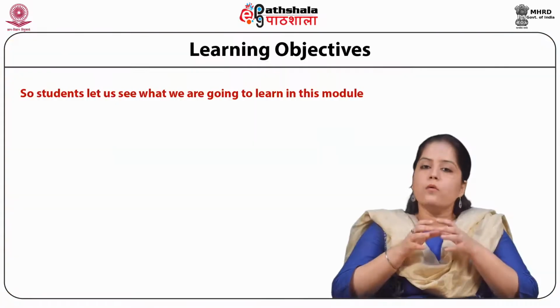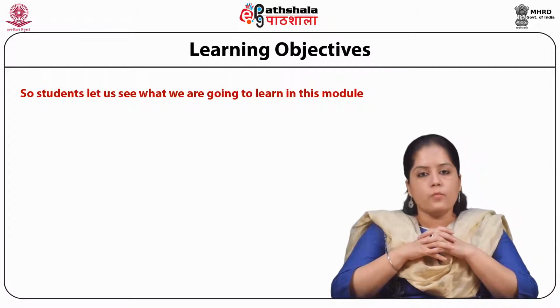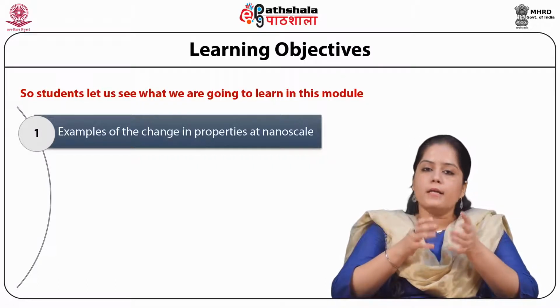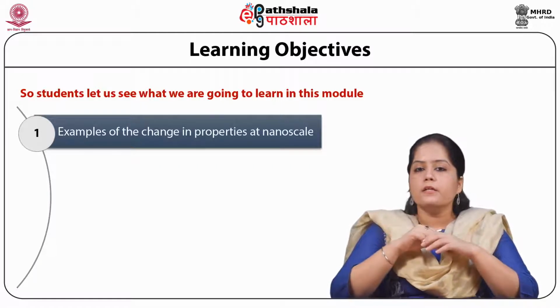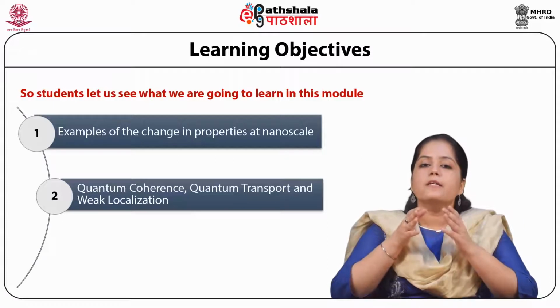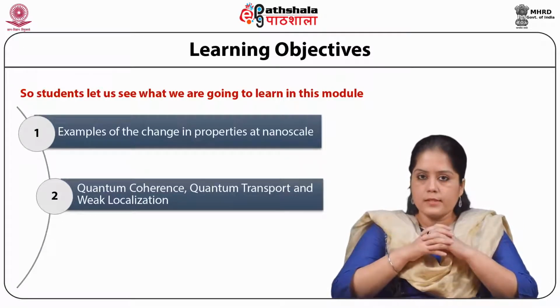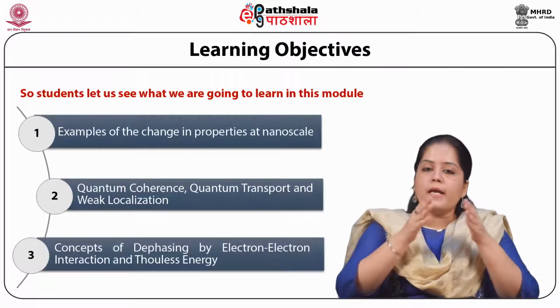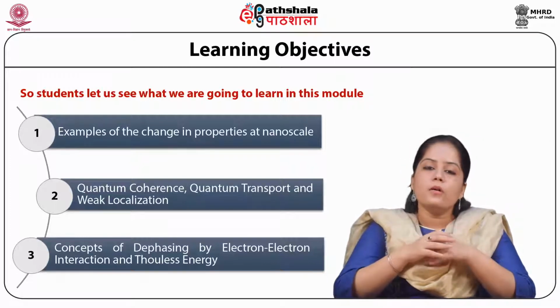So students, today we are going to discuss the module Examples of the change in the properties at nanoscale and the introduction to Mesoscopic physics from the paper Physics at Nanoscale. The learning objectives of this module are: first, the examples of the change in the properties at nanoscale will be discussed. Second, quantum coherence, quantum transport and weak localizations, their concepts will be discussed. Lastly, we will also discuss the concept of dephasing by electron-electron interaction and Thouless energy.